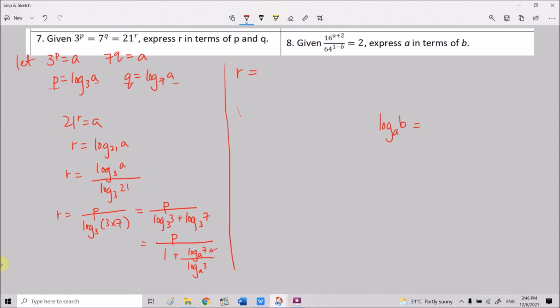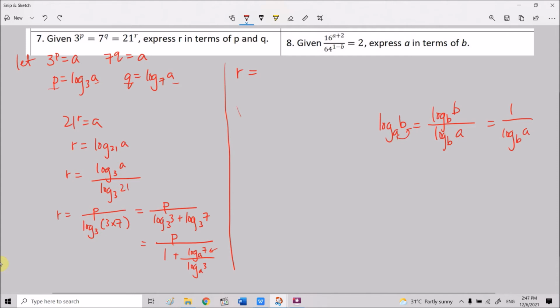Okay, this is actually equal to, if we convert this so that it has a base B, what will happen? If the base is B, and the A is here, then log base B of B is 1. So you can see that if you want to switch the position of A and B to become B and A, it becomes 1 over log base B of A.